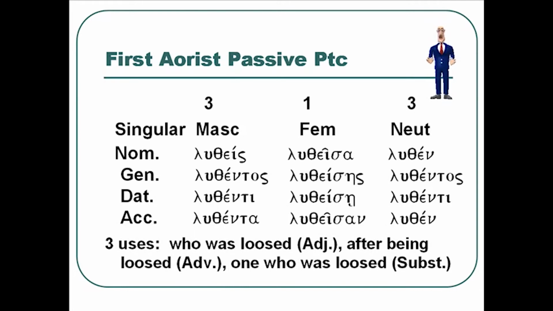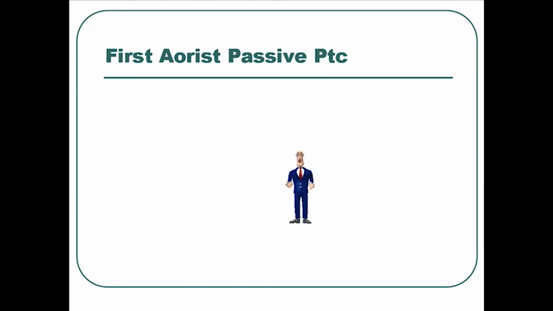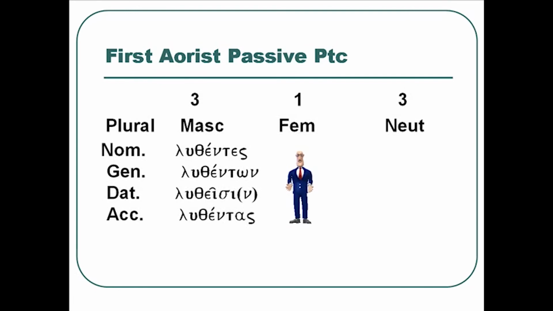Now, the three usages and some translational possibilities. Adjectivally, it would be who was loosed. The adverbial use, temporal, would be after being loosed. And the substantive use, the one who was loosed, where the action of the verb happens to the subject there. So, first aorist passive forms. And the first aorist passive participle plural forms. Masculine, using the third declension: luthentes, luthenton, lutheisi, and luthentas.